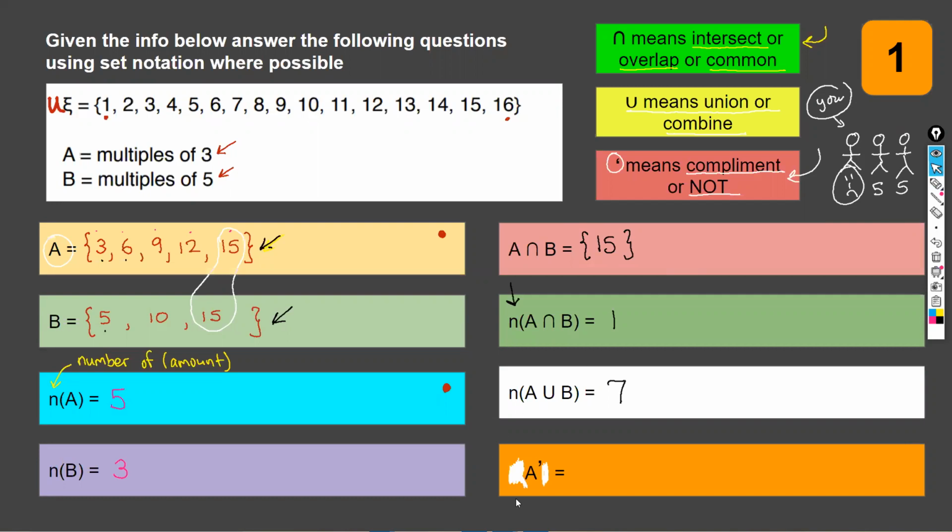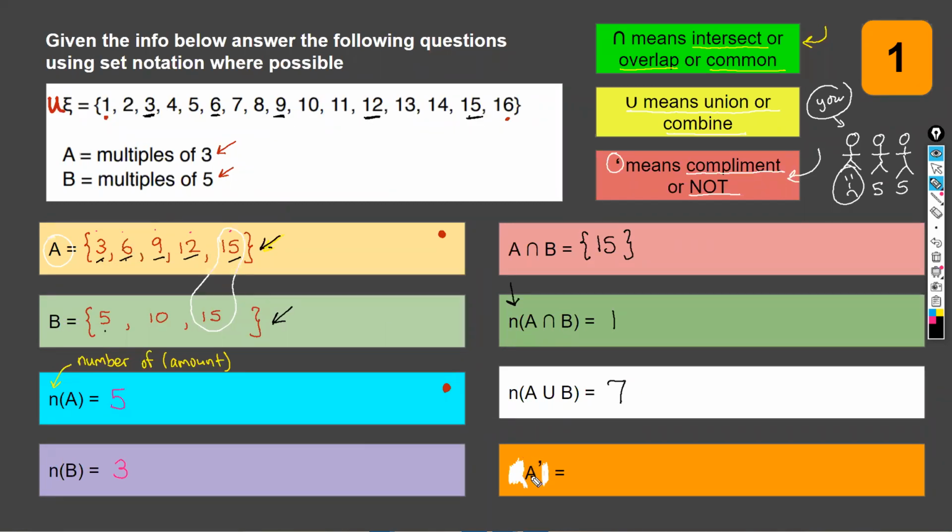So I come and tell you a prime, a complement. So this question is asking you for everybody who is not in A. But to figure out this question, you have to first figure out who is in A. Who is in A? 3, 6, 9, 12, and 15. Remember, all the values are up here. So who is A? 3, 6, 9, 12, and 15.